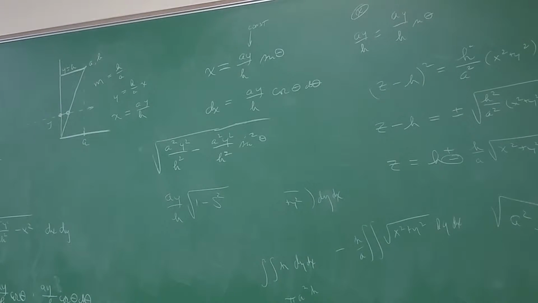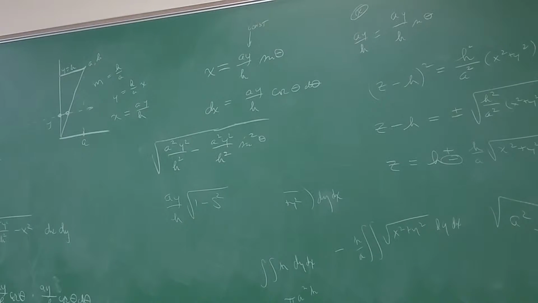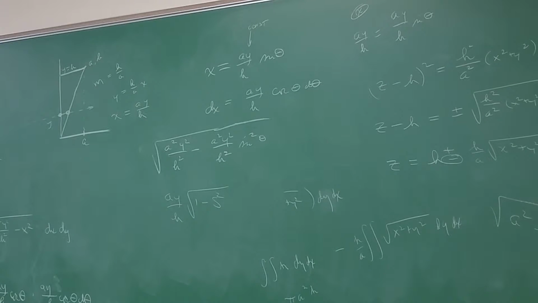Now, what's happened here? Got rid of the square root. That's the main point of trig substitutions. Get rid of the square roots. And I've got all constant limits. You'd never have found that out unless you changed the limits.